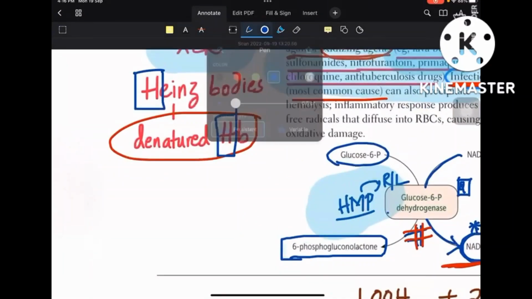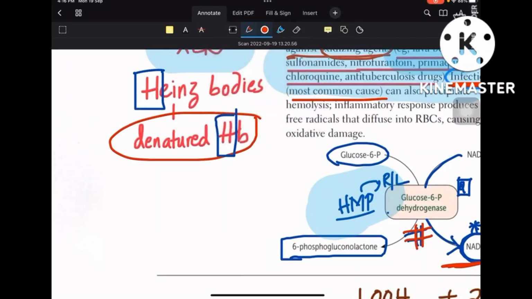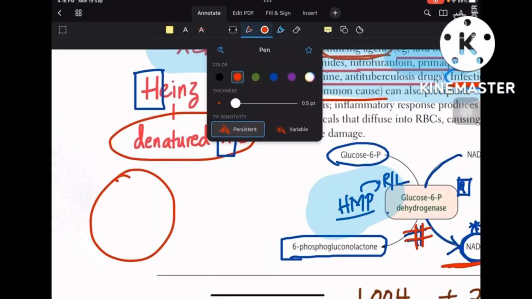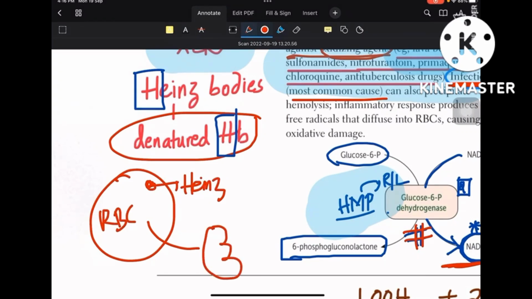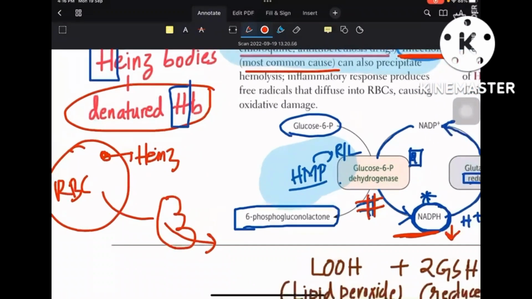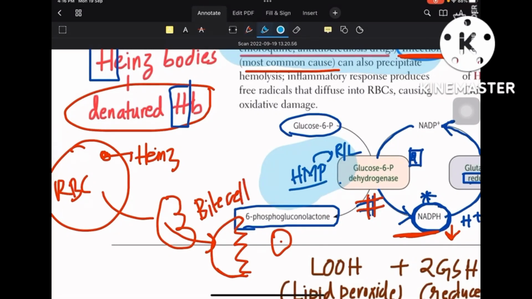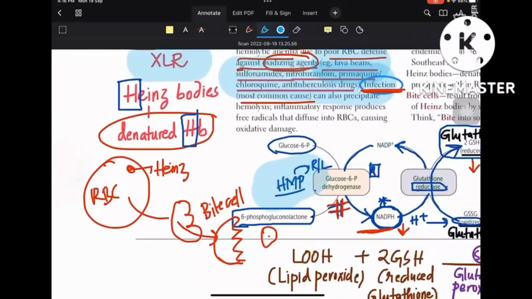So finally, in the RBC, you have this denatured hemoglobin, right? So this denatured hemoglobin is called as Heinz body. And when this RBC enters the spleen, the spleen removes the Heinz body from the cell, and the rest of our cell is called as bite cell, because it looks like something is bitten off from the RBC. So this is the bite cell. So the two terminologies that you need to remember in G6PD deficiency are Heinz body and bite cell.